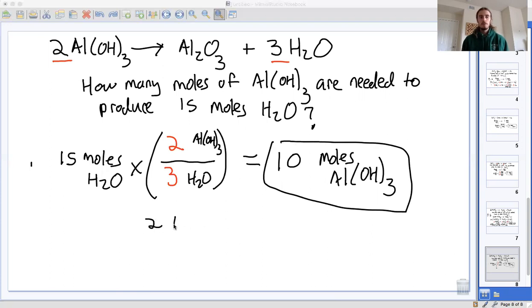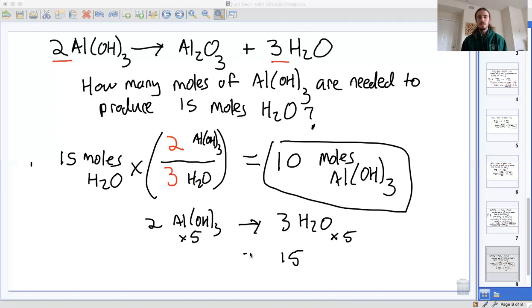Remember, 2 aluminum hydroxides makes 3 waters. So if I scale this up to 15, that's like multiplying by 5, right? So I'm going to have to multiply this by 5 too. And so you're going to get 10. Right? 10, which is exactly what we got with the conversion factor.